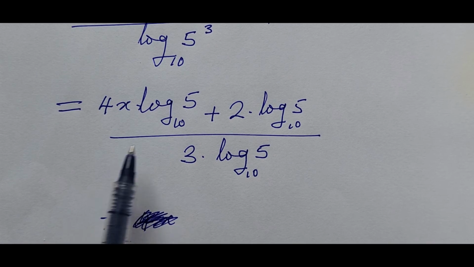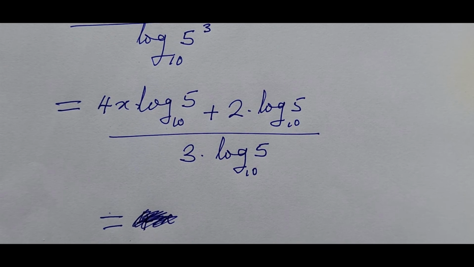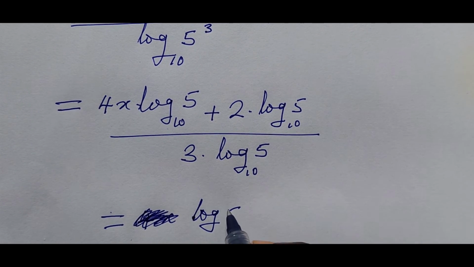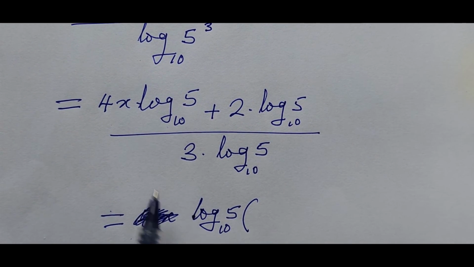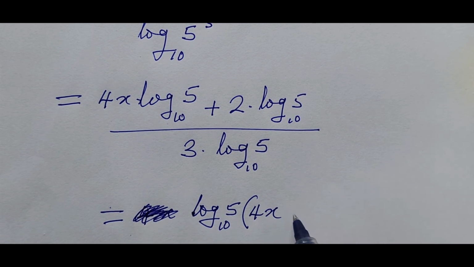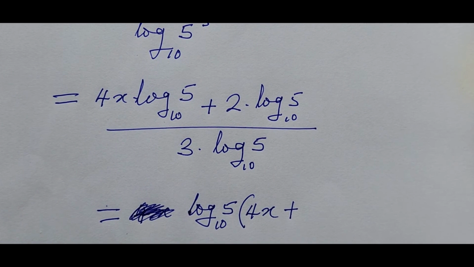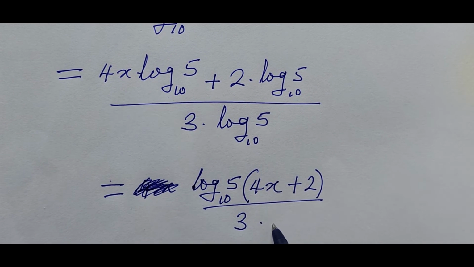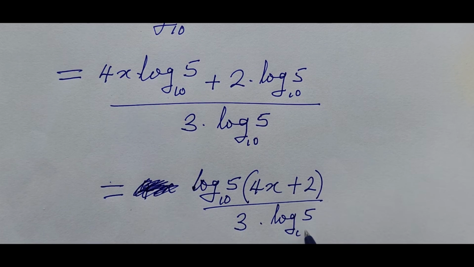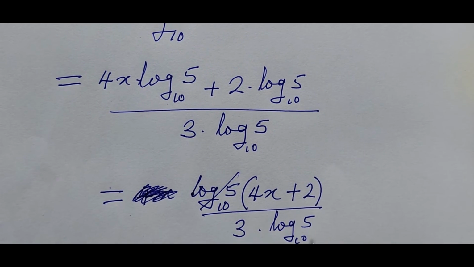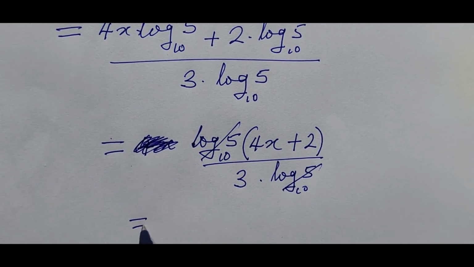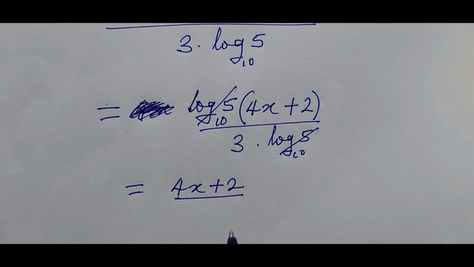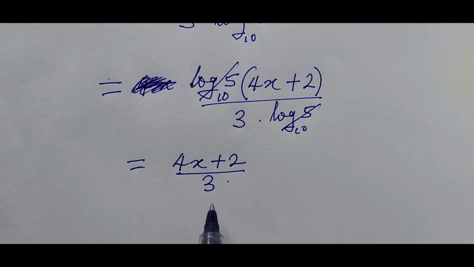Wow. Now look at this. Here we have log 5 base 10, log 5 base 10. So let's factor that out. This gives us log 5 base 10 times, if we use it to divide this, we are left with 4x, plus if we use it to divide this, we are left with 2, close bracket, all over 3 times log 5 base 10. So what you discover is that this will cancel with this. We are now left with 4x plus 2, all over 3. So this is the final answer.